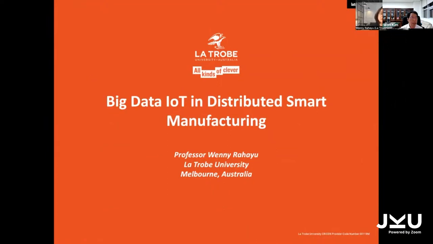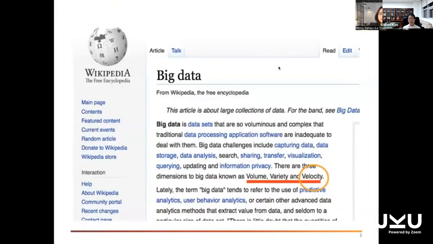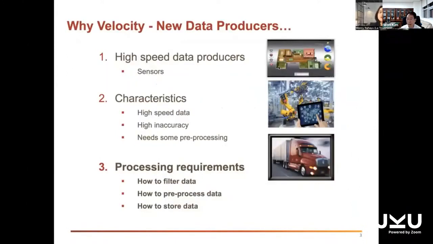And today the topic of my talk is Big Data IoT in Distributed Smart Manufacturing. We all know about these 3 big V's in big data, and today I'm going to focus on the third V, which is velocity, or data speed. So why velocity, and what kind of data actually produces high-speed information? This high-speed data, or high-velocity data, mostly comes from devices or sensors.